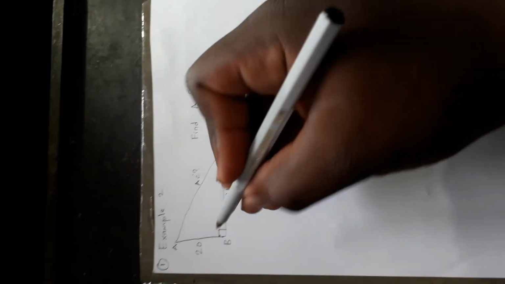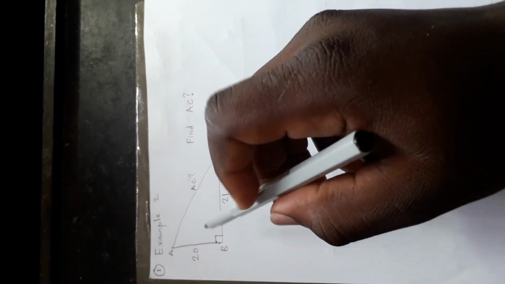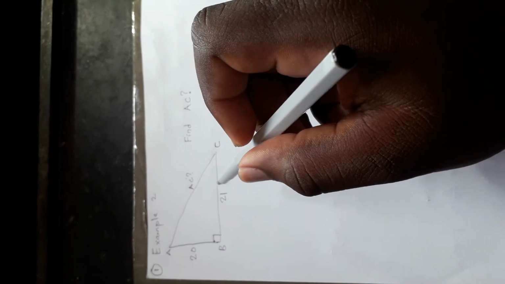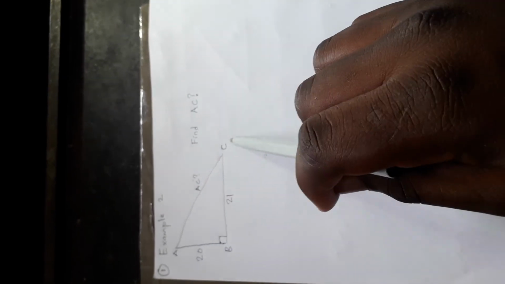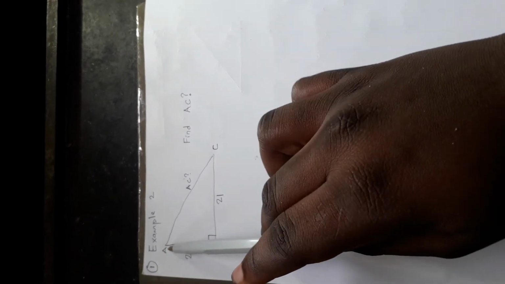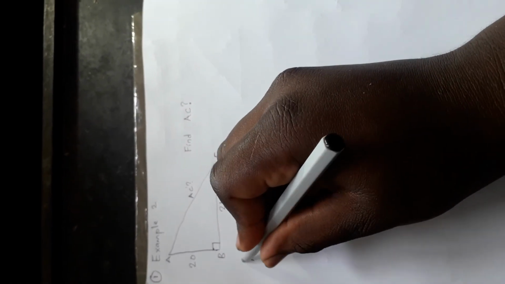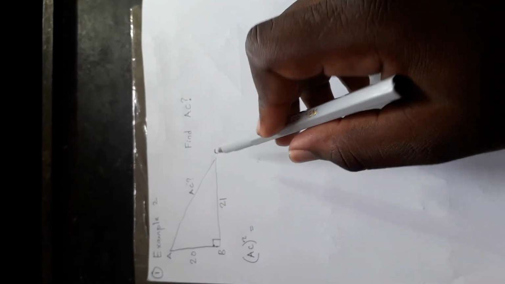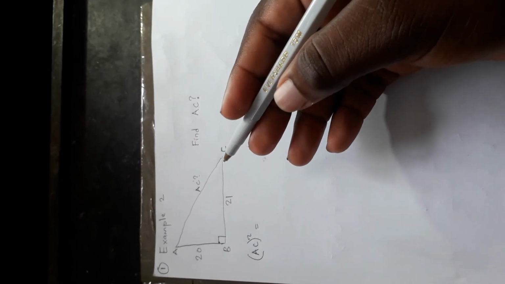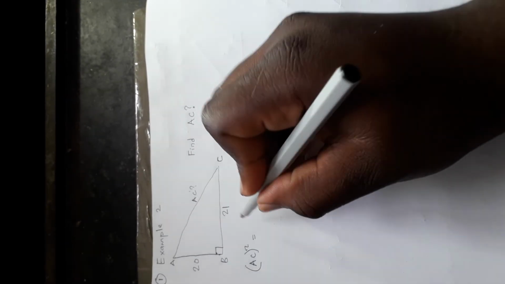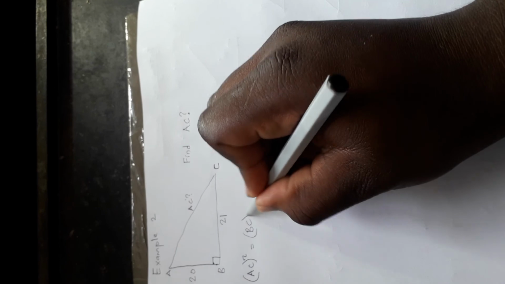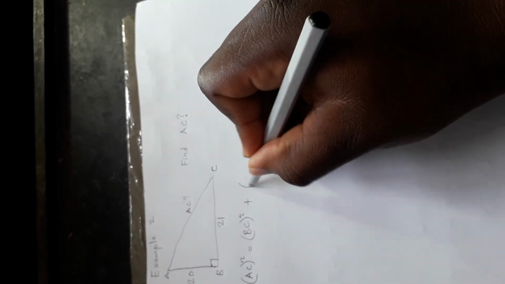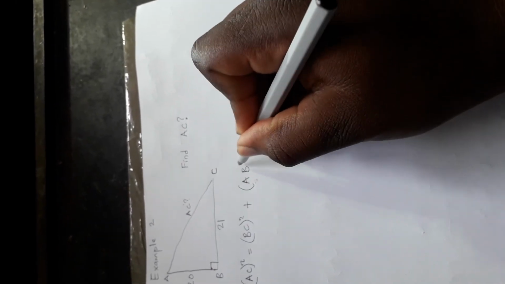So now we have to put the Pythagoras theorem. So what will it be now? Since we are looking for AC, this line will be called AC. So AC squared, the hypotenuse squared, is equal to, this line is BC. I encourage you to just respect the alphabetical order. So BC squared plus AB squared.